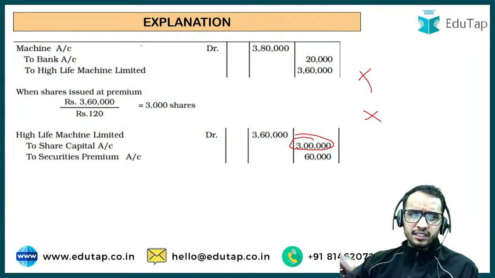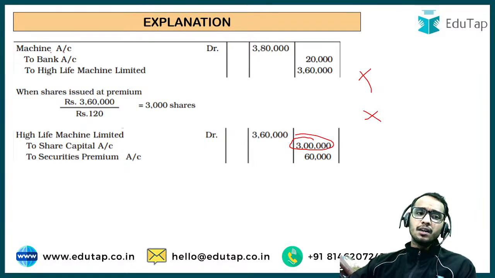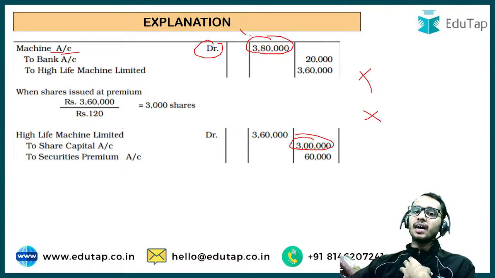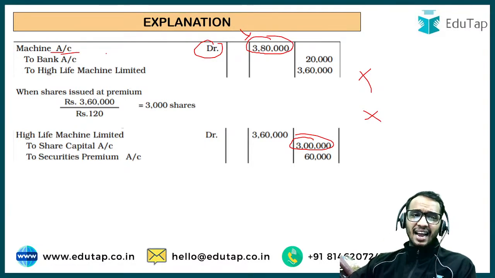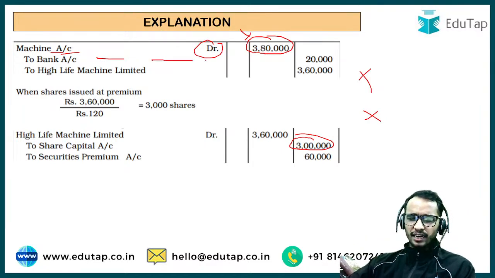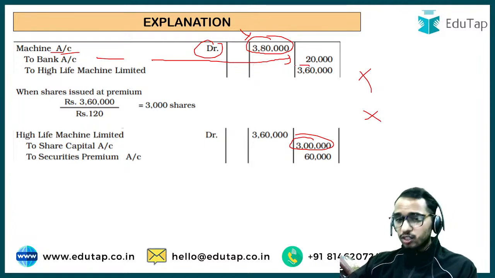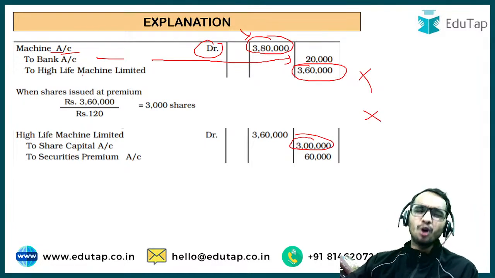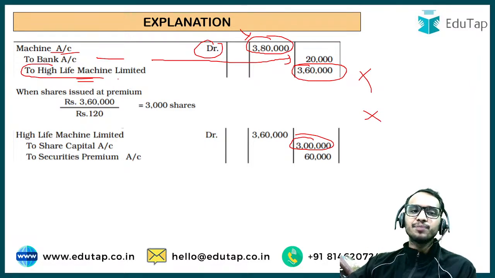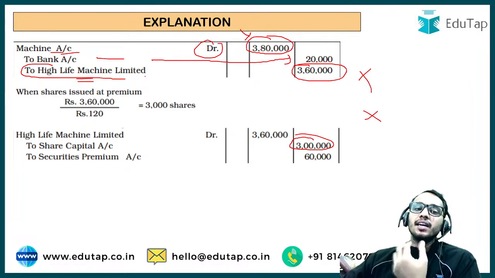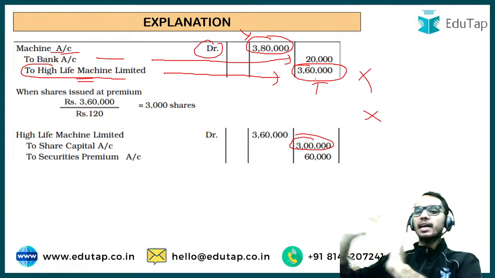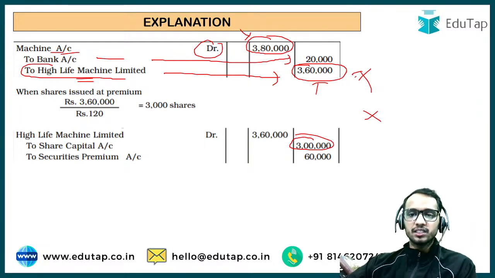So what will be the journal entry? See how the journal entry will be done. Machine account will be debited by 3,80,000. Right? You have bought the machinery at rupees 3,80,000. Bank account will be credited, because you are paying 20,000 as cash right now. And the rest of the amount you are paying from the issuance of shares. So this Highlife Machine, from which you are purchasing the machinery, becomes your creditor. So they will be credited by 3,60,000. Overall amount is 3,80,000, but right now the amount left is only 3,60,000.